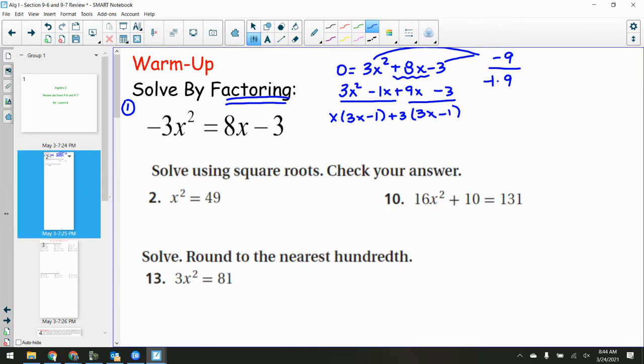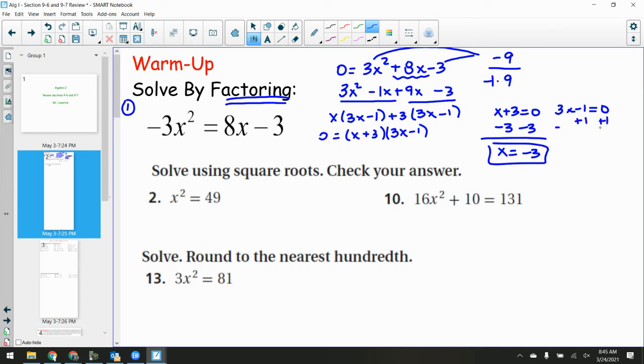So fully factored form is x plus 3 times 3x minus 1 equals 0. So now we set each of those factors equal to 0. We create 2 mini equations. We say x plus 3 equals 0 and 3x minus 1 equals 0. We subtract the 3 from both sides to get x is equal to negative 3. And then we add the 1 and then divide by 3 to get x is equal to 1/3. If you wanted to write it as a decimal, that would be fine as well. That's pretty much the hardest type of problem I could give you with regard to factoring. Okay? That's pretty much it.